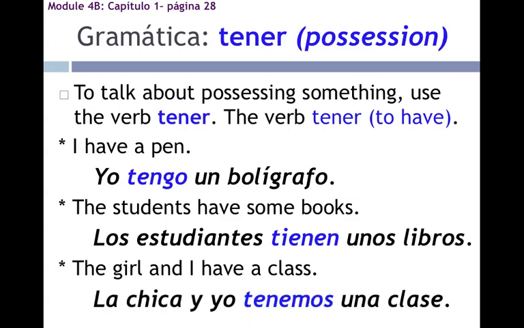La chica y yo tenemos una clase. If you remember anything that has y yo, nosotros. Anybody and I, that becomes we. Y yo, nosotros. Y yo, nosotros. A little trick to help you to remember.